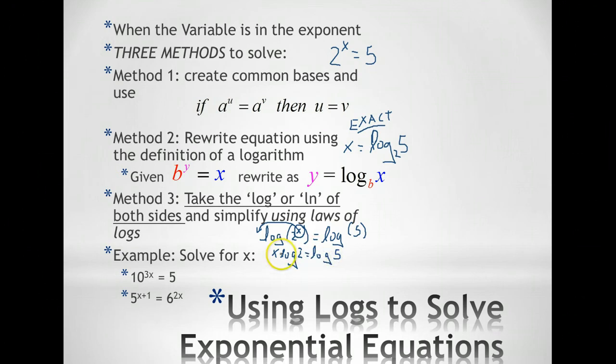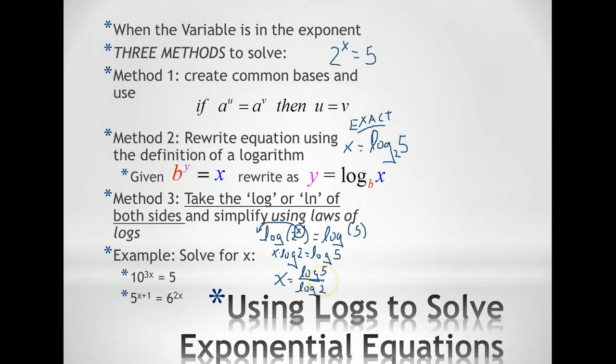Now I want to get the x all by itself. It's x times log 2. So I'm going to divide both sides of my equation by the log of 2, this whole thing, to get the x all by itself. So that gives me x equals log of 5 divided by log of 2. This is also an exact solution. Now, it might look different than log base 2 of 5 up here, but actually they are the same, because if I were to apply the change of base formula to log base 2 of 5, I would get log of 5 over log of 2.